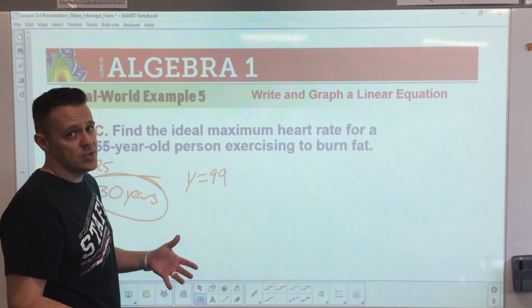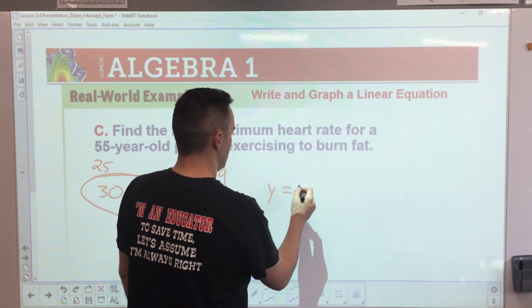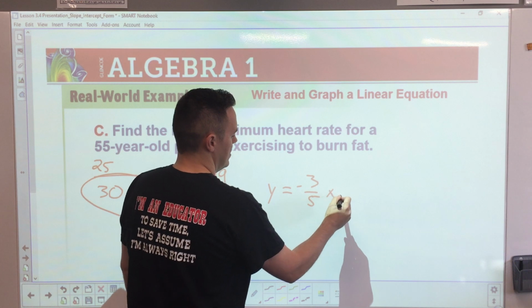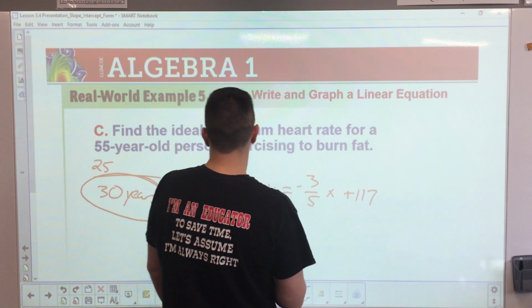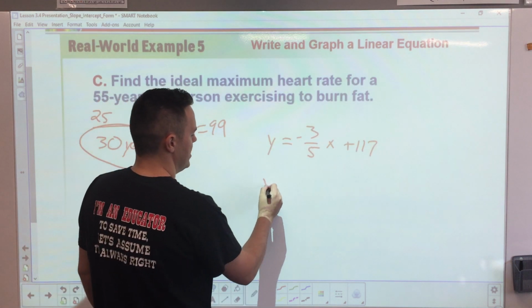But what you can do is you can actually plug it into the formula. So let's figure that out. So it's Y equals the slope, which is negative 3 over 5x, okay? And then it's plus 117. So if I'm looking for somebody that's 30 years, I would actually plug it into this equation.